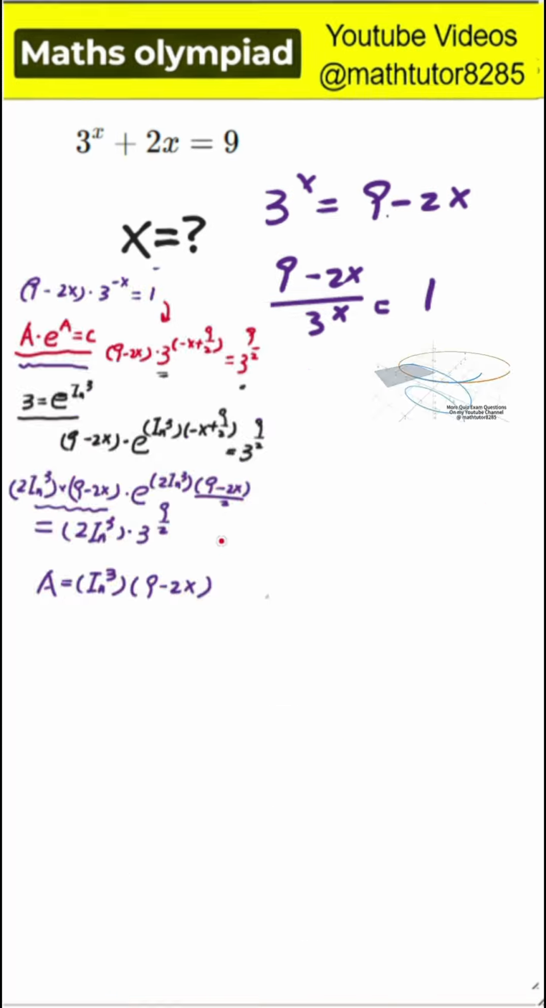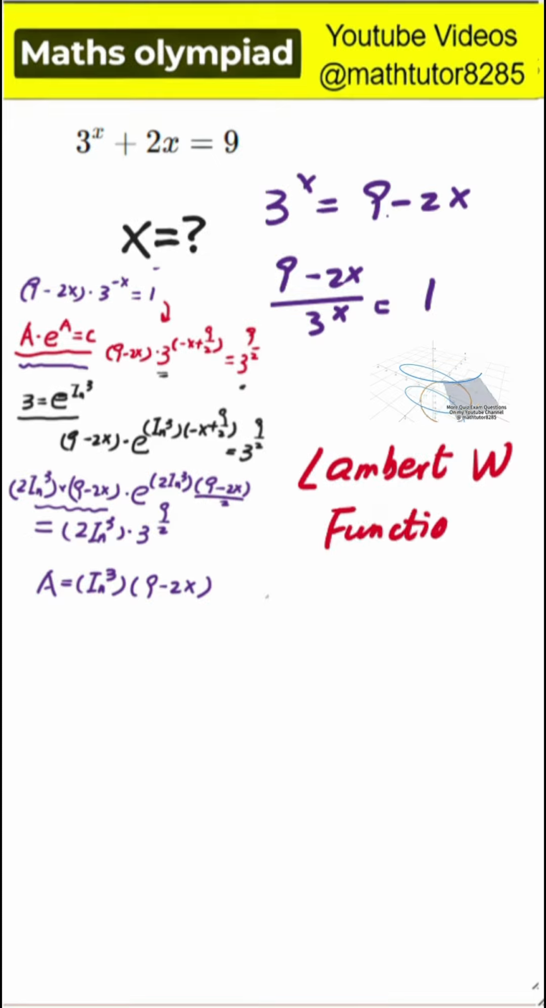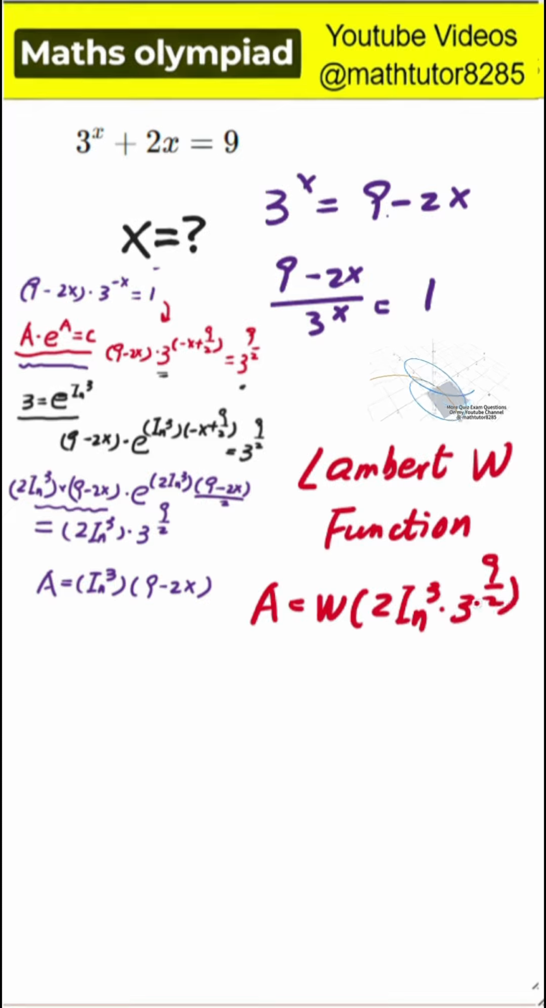Next step, apply the Lambert W function. By definition of the Lambert W function, if a times e^a equals some constant, then a equals W of that constant. Therefore, ln 3 · (9 - 2x) equals the Lambert W of 2 ln 3 · 3^(9/2).